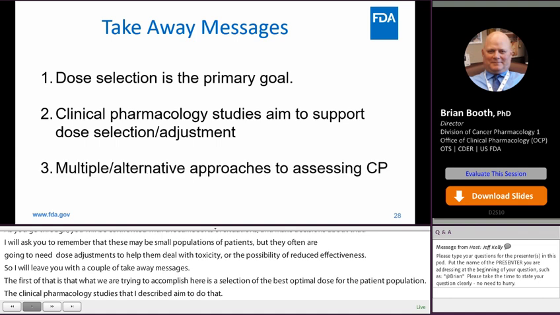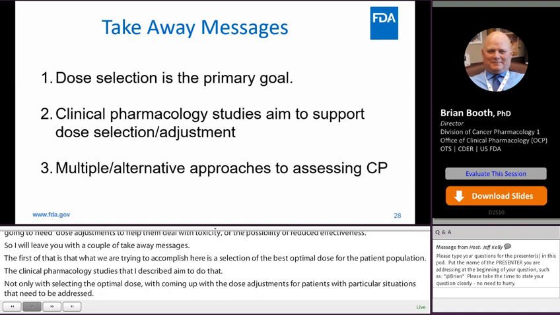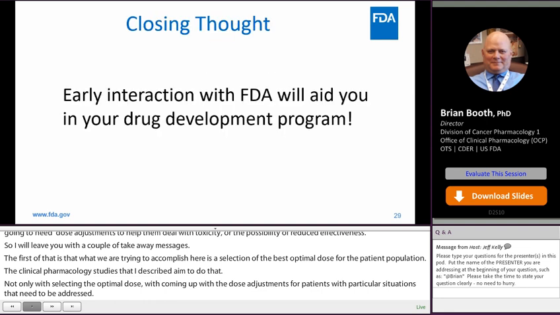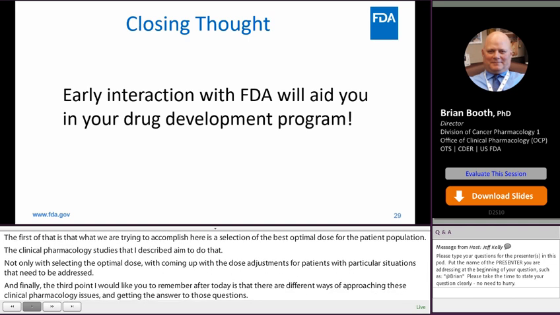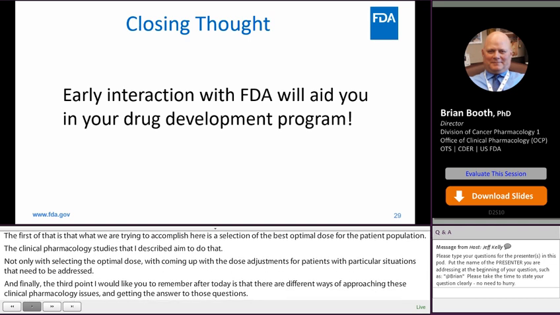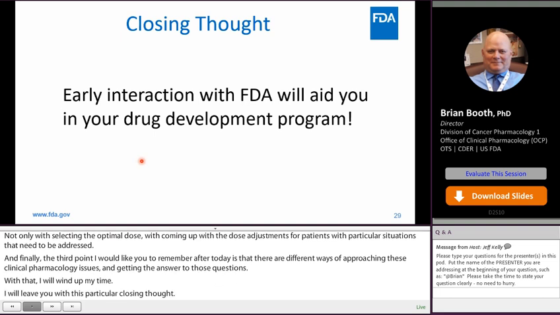And finally, the third point I'd like you to remember after today is that there are different ways of approaching these clinical pharmacology issues and getting the answers to those questions. And so with that, I'm going to wind up my talk. I'll leave you with this closing thought, and that is that early interaction with the FDA generally will help in the development of your drug product. So I'm going to end here, and I will take questions that are submitted. Thank you very much.